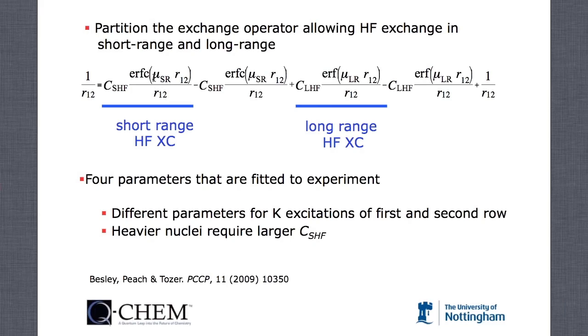And then you have a parameter, mu short-range, which is really saying how fast the short-range Hartree-Fock exchange switches off, and then a long-range mu, which is telling you how fast the long-range Hartree-Fock exchange switches on. So what we've done is we've taken a set of core excitation energies from experiment and essentially optimized these 4 parameters in this functional. Okay.